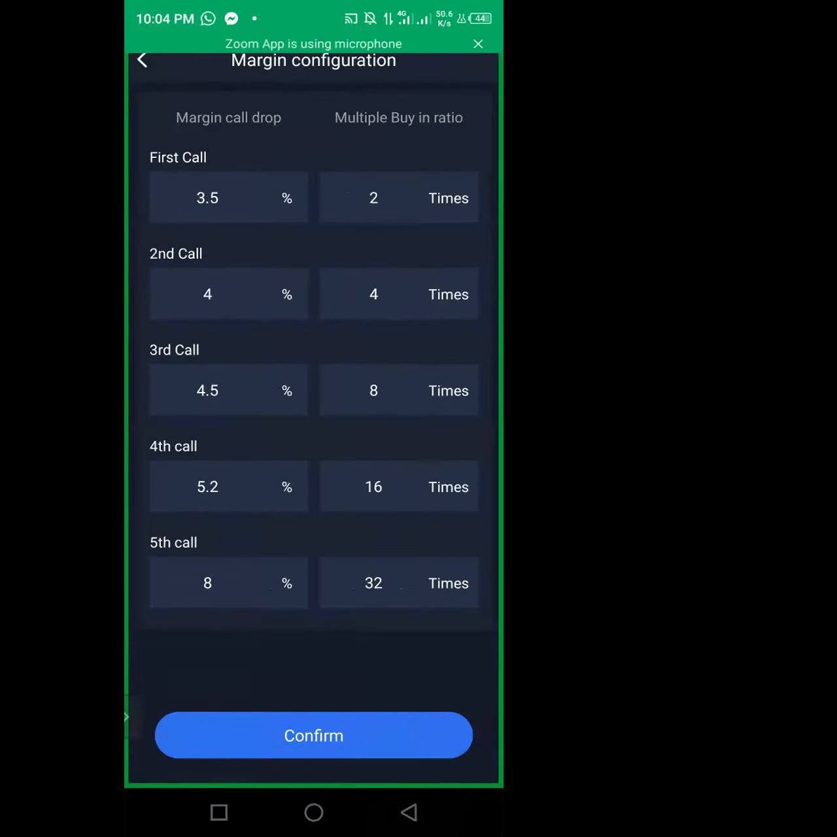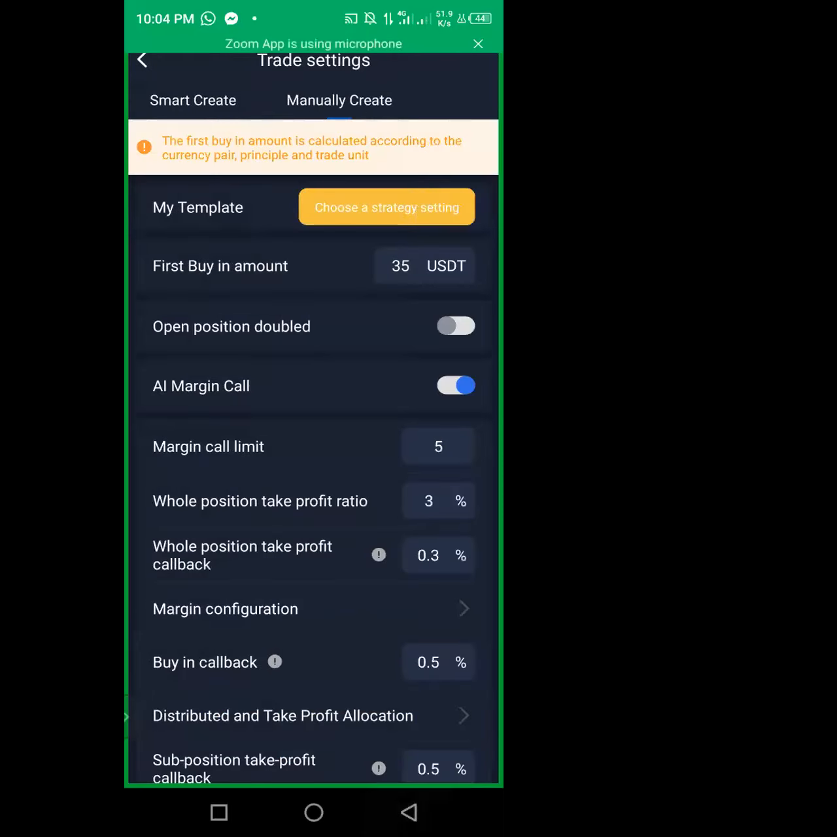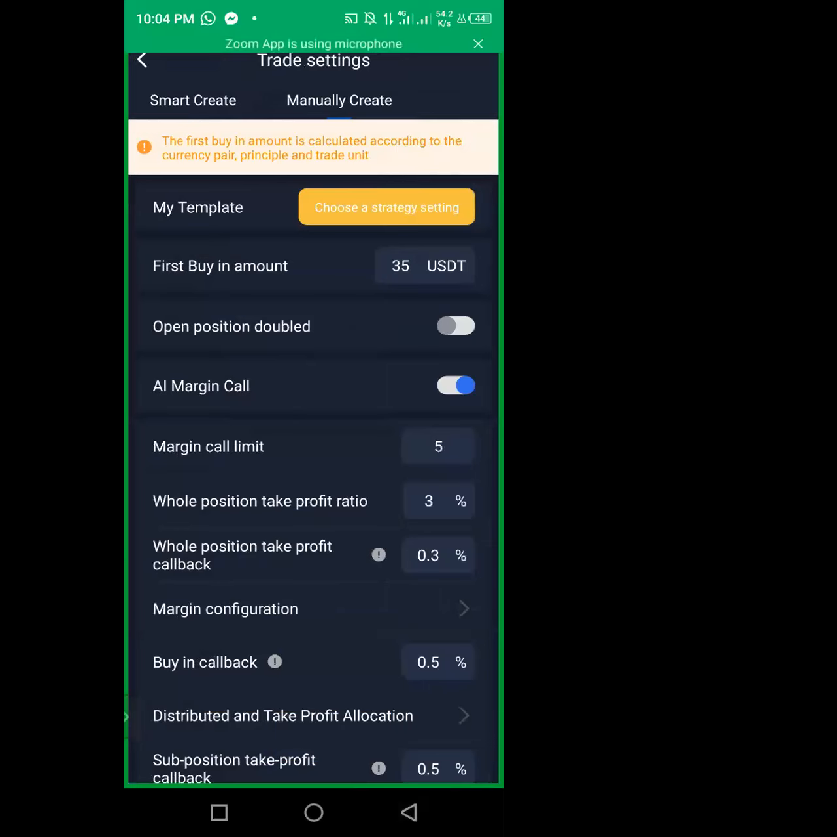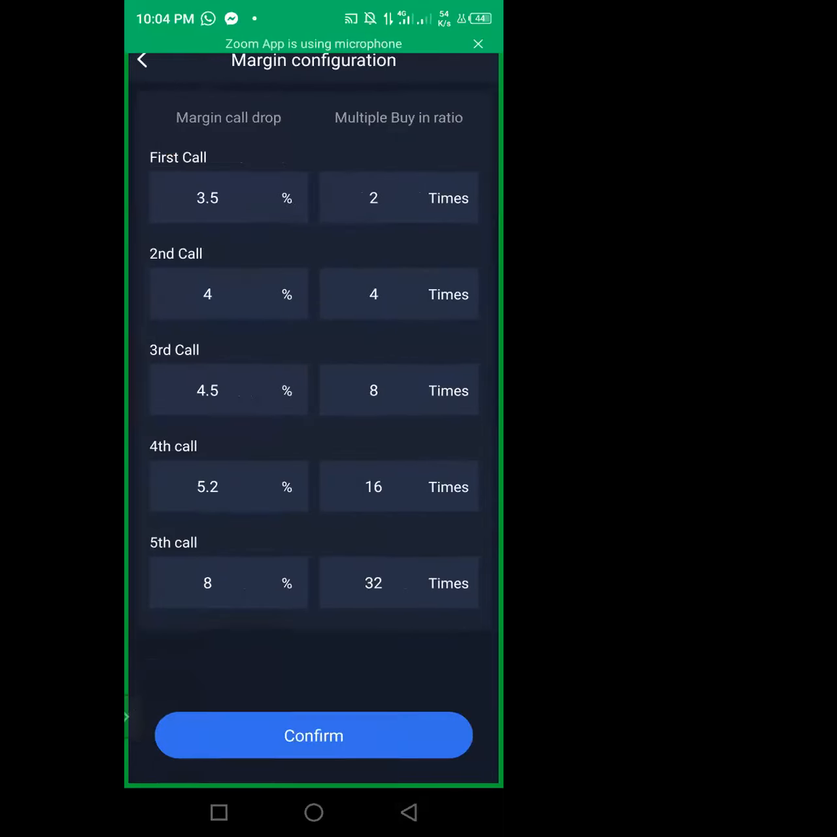Okay, now let's see if people are still following. If this coin now went and reduced by 4% to activate the second margin, how much will the robot use from my wallet to buy the second margin? Anybody? That is 140. So it will do 4 times 35. So that is all for margin configurations.